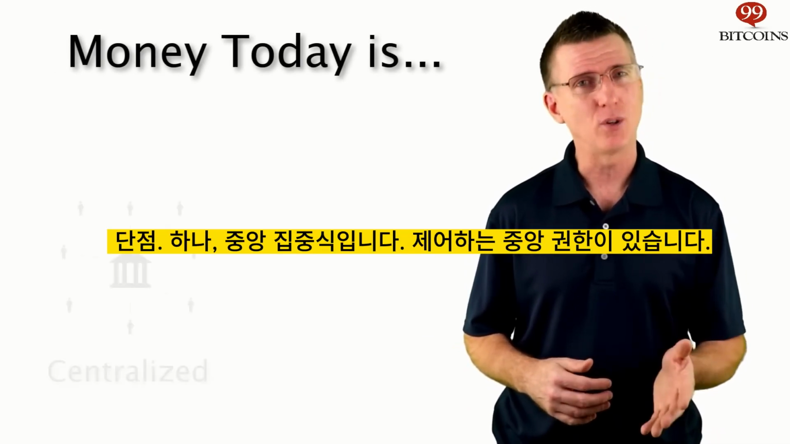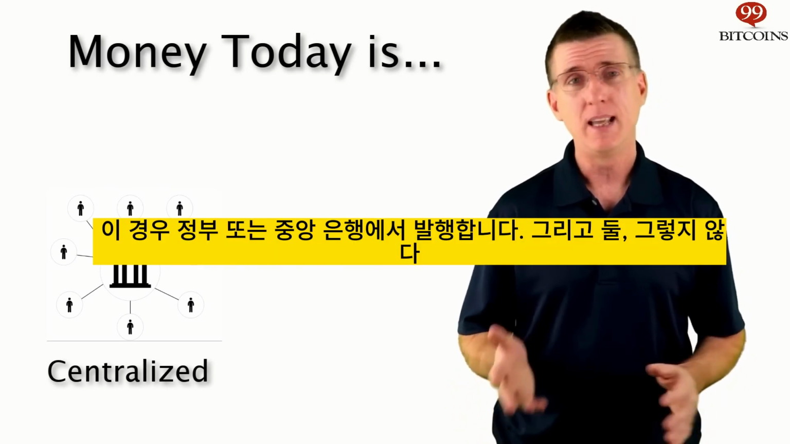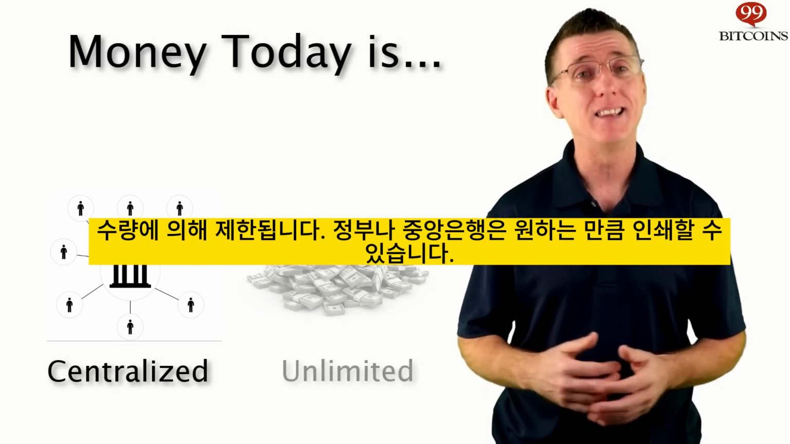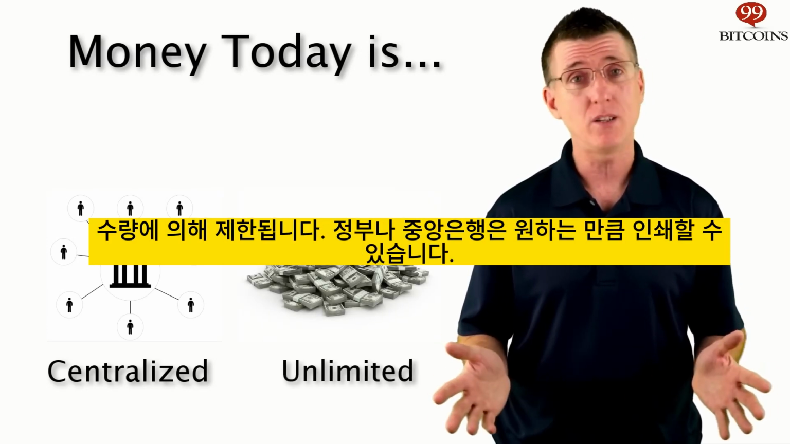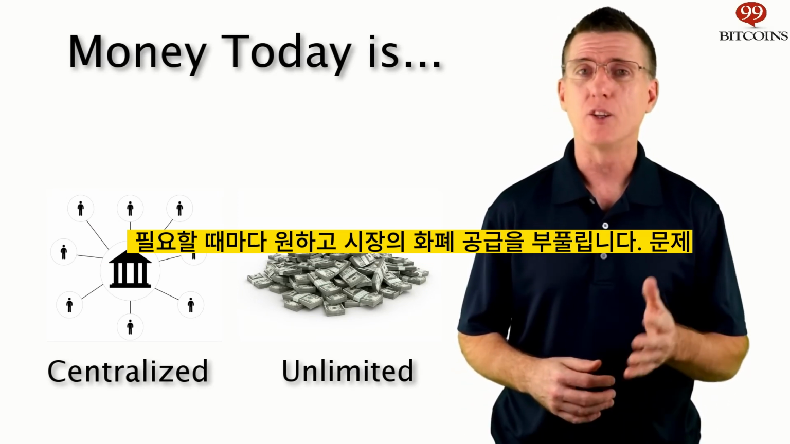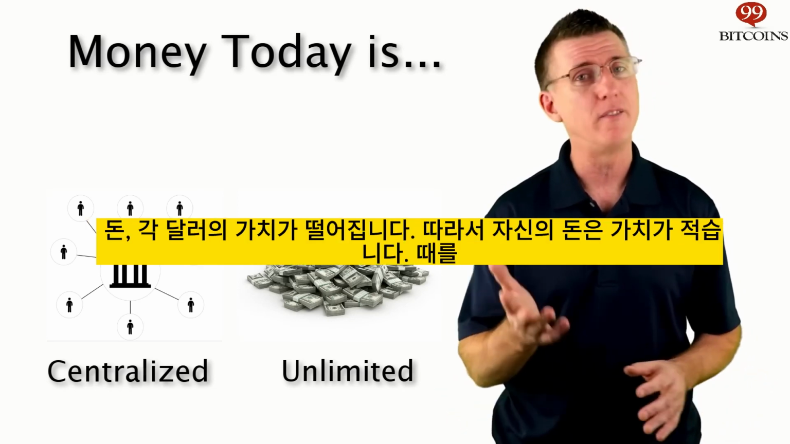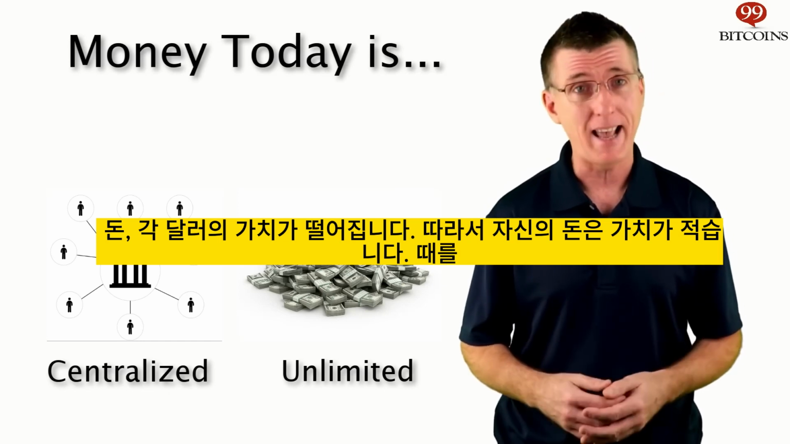One, it is centralized. You have a central authority that controls and issues it, in this case, the government or central bank. And two, it is not limited by quantity. The government or central bank can print as much as they want whenever needed and inflate the money supply on the market. The problem with printing money is that because you're flooding the market with more money, the value of each dollar drops, so your own money is worth less.